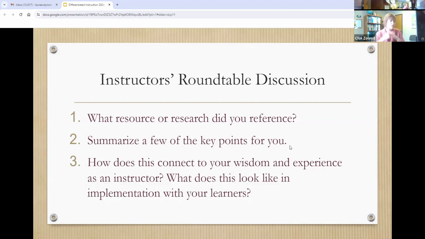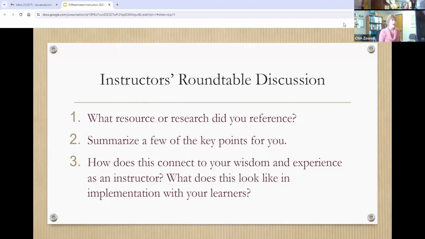So what resource did you reference? Can you summarize a few key points from that? And it's okay if your presentation is a bit informal. We're sharing with each other today and really excited to hear your thoughts and comments. And then third, how does this connect to your wisdom and experience as an instructor? What does it look like in action in your classroom?